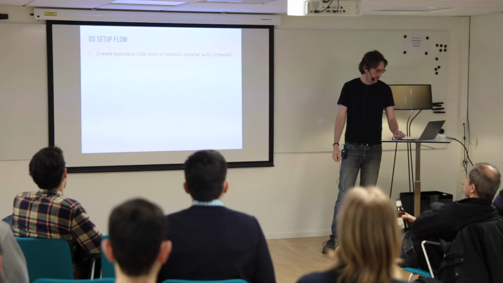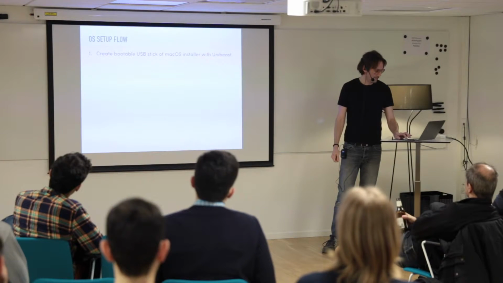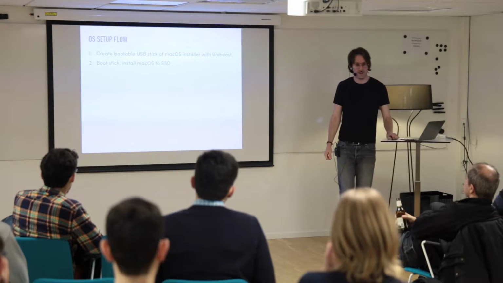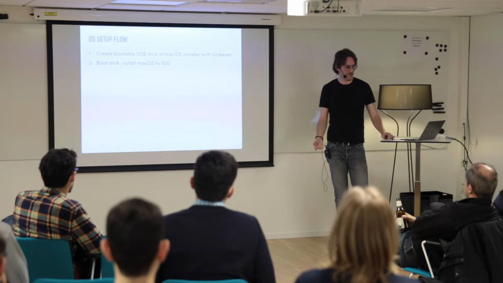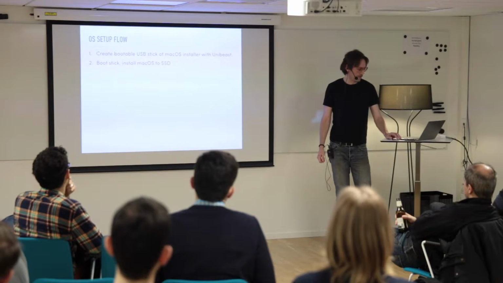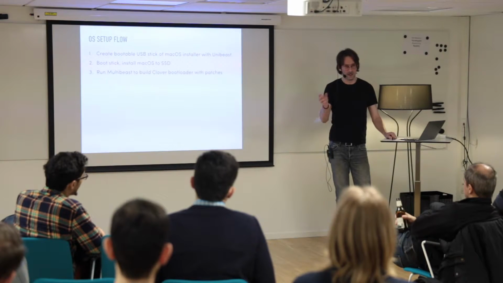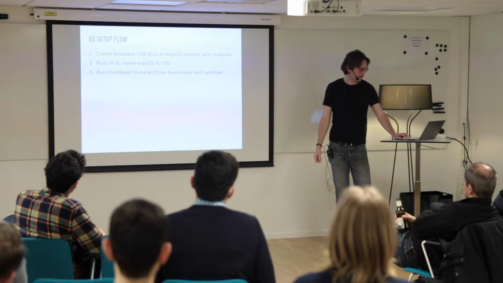So the flow is really simple, actually. First, you just make a USB stick of Mac OS with UniBeast. Then you have that stick you can boot from. You boot onto that, and then you install Mac OS onto the SSD inside of your PC. And then you run Multibeast on your safe Mac to then build the Clover bootloader and patches that you need to swap in on top of the Hackintosh.